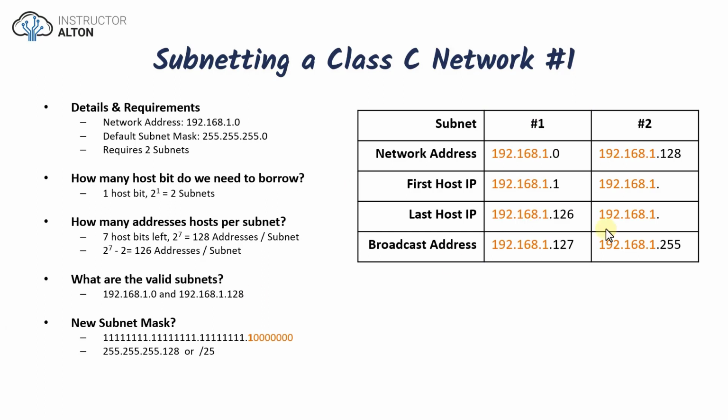And then we can repeat this process for the second subnet. After 128 would be 129, and before 255 is going to be 254. So for the second subnet, we'll highlight this one as well. The network address is going to be 192.168.1.128. The broadcast address is going to be 192.168.1.255. And the usable range is going to be from 129 down to 254.